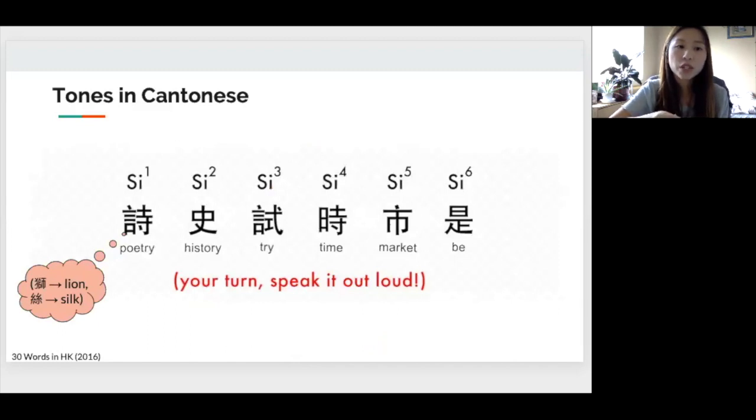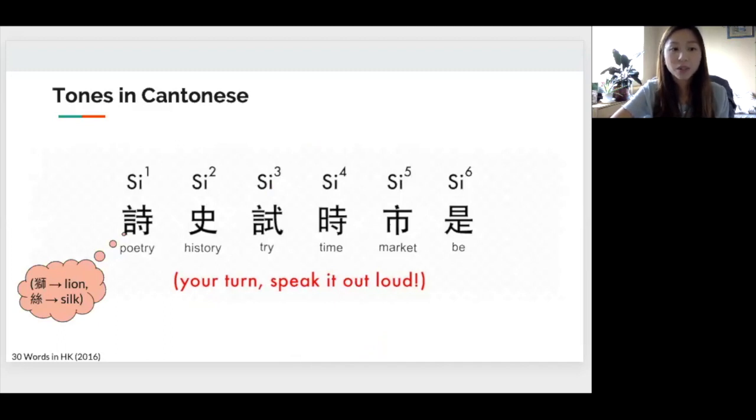Now we're going to switch gears and talk about Cantonese. The information and resources that I'm going to present will be Cantonese focused, as Cantonese is my first language and I believe that I have a better understanding of the linguistics in Cantonese than Mandarin. But I've also included additional resources on Mandarin in the handout and resource package for your reference.